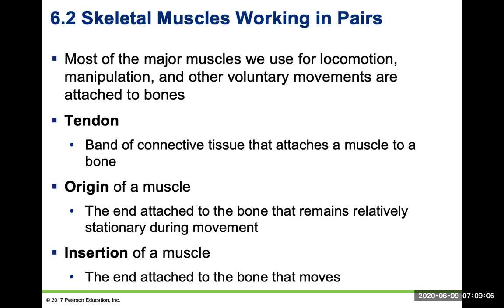A tendon is a band of connective tissue that attaches a muscle to a bone. The origin of a muscle is the end attached to the bone that remains relatively stationary during the movement, and the insertion of a muscle is the end that attaches to the bone that actually moves the bone.